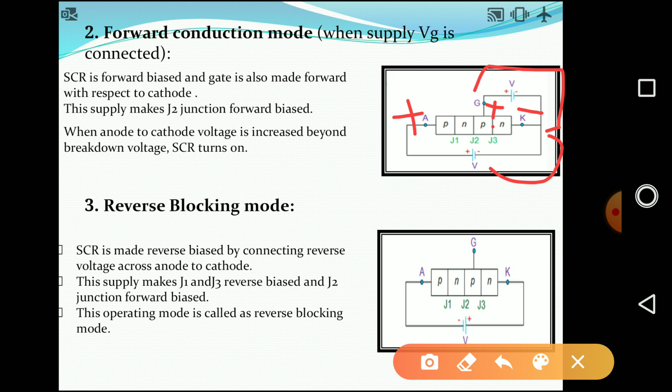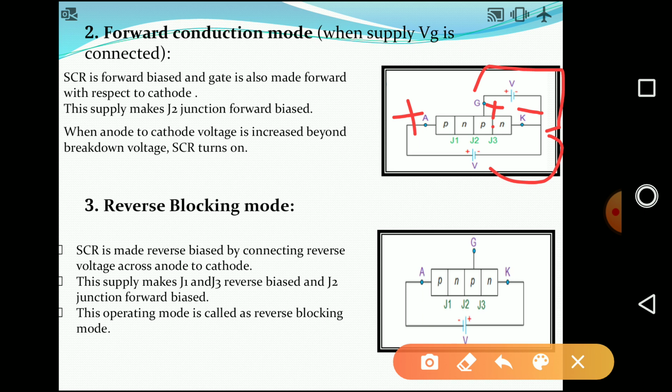But practically, when we use an SCR, it is not possible to turn it on using only the anode to cathode voltage. We need to connect the gate to cathode voltage along with the anode to cathode voltage. By connecting this gate to cathode voltage, SCR takes minimum time to turn on. That indicates that the gate current is inversely proportional to the turn on time of the SCR. If we increase the gate current, the time to turn on the SCR decreases. This mode of operation is called forward conduction mode.